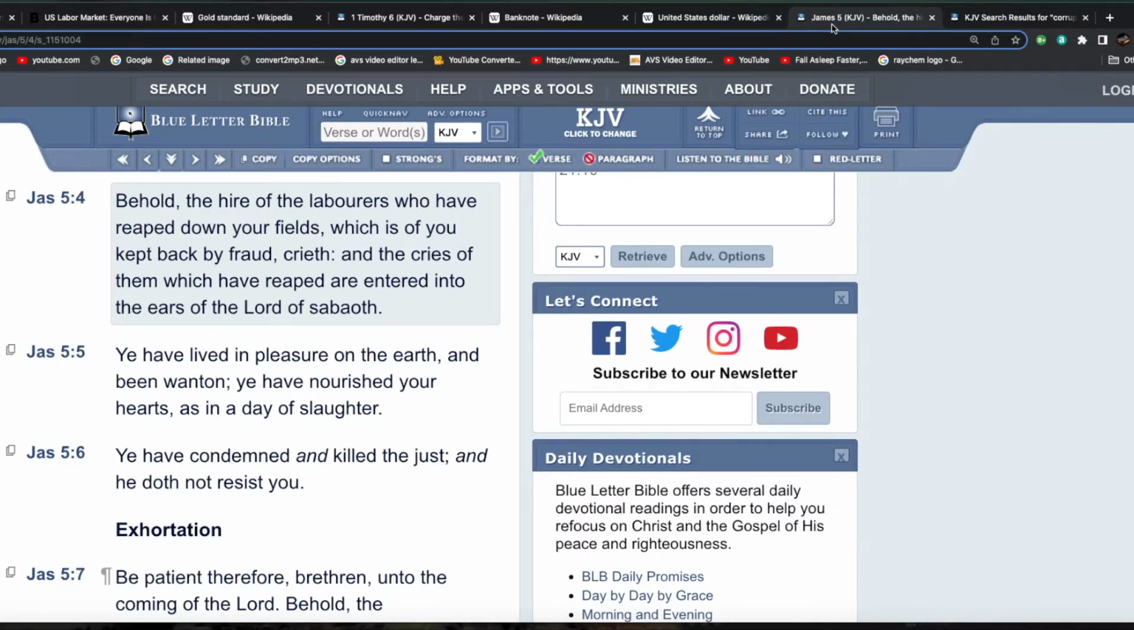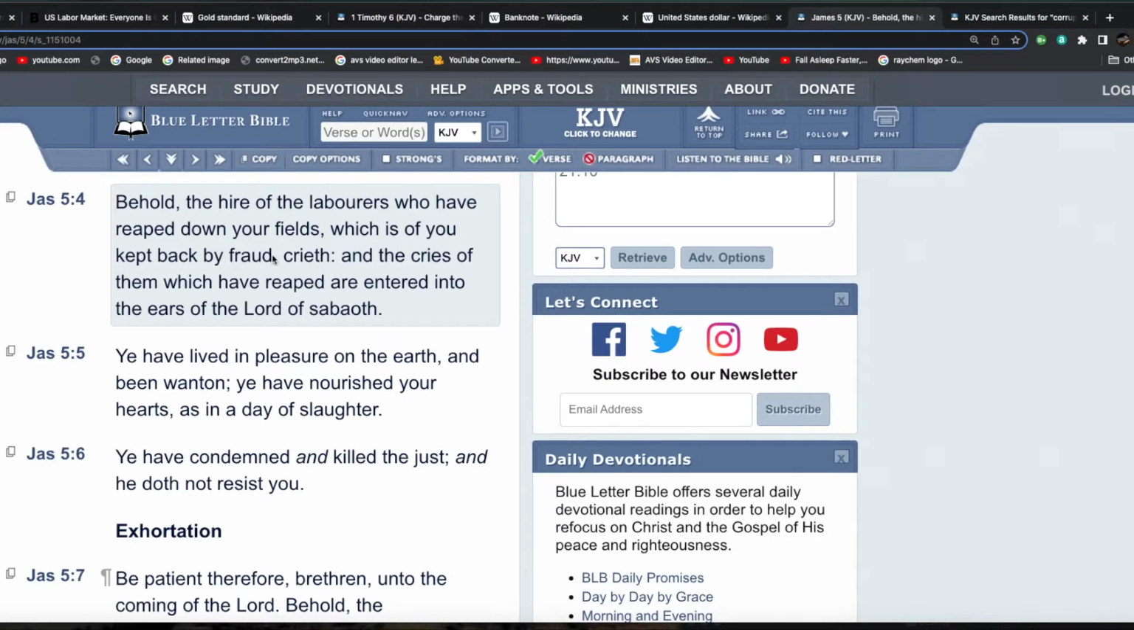So this is the book of James 5 verse 4. It reads, behold, the hire of your laborers who have reaped down your fields, which is of you kept back by fraud, crieth, and the cries of them which have reaped are entered into the ears of the Lord of hosts, which is what this word Sabaoth means. It means the Lord of hosts. All right. And this really applies today, because you have jobs out there that will pay you way later when they really should be paying you on the day that you've worked. But what Esau will do, Esau will pay you in a week's time or in a month's time.